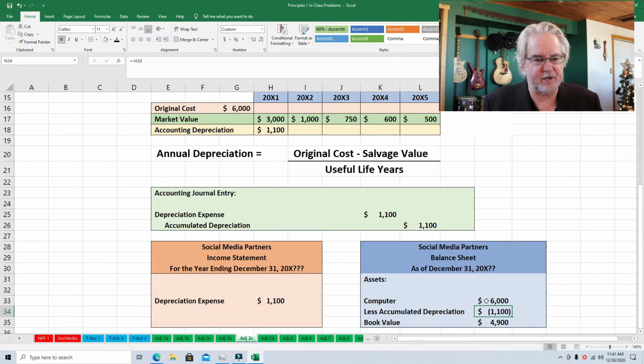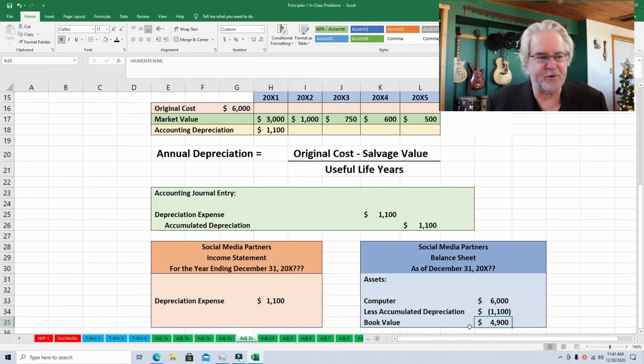There's only been 1 year here, so it's $1,100. Where's that number come from? Well, it came from our chart here and from our journal entry. And for the book value, all you do is 6,000 minus 1,100, and you get the book value. According to the books, this computer is worth $4,900.